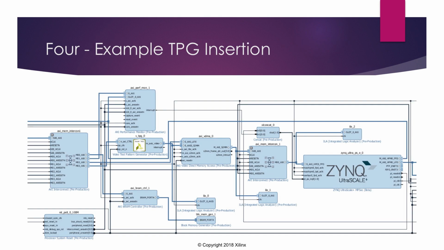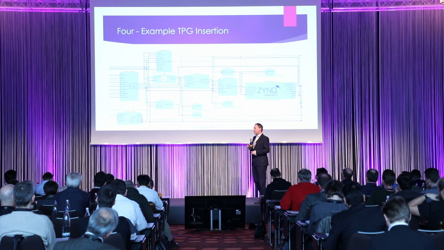So this is a simple example in Vivado showing where we can insert the test pattern generator. So we have the Zynq UltraScale core here. We have the test pattern generator, which is configured over AXI Lite, and then we have a really simple VDMA core that converts the AXI streaming into the memory mapped format.